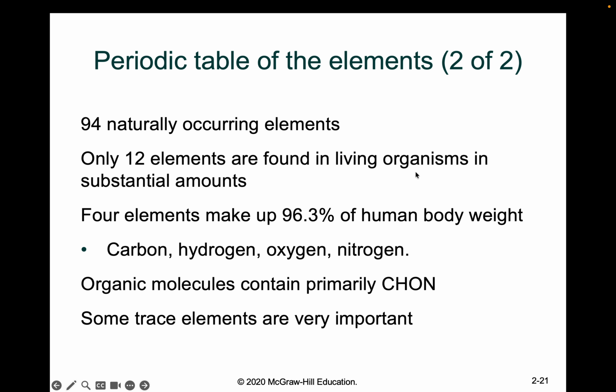And from these 12 elements found in living organisms, 4 elements make up 96.3% of the human body weight. These are carbon, hydrogen, oxygen, and nitrogen. If you want to rank them, oxygen is the most abundant, then carbon, then hydrogen, and then nitrogen. Why do they make up 96.3% of our body? Because they make organic molecules, which is what we're made of. Some trace elements are extremely important as well, like zinc or magnesium. So it's not just that the four most abundant are the only important ones. There are some trace elements that are very important, like zinc or magnesium.